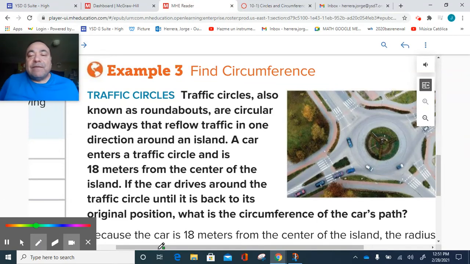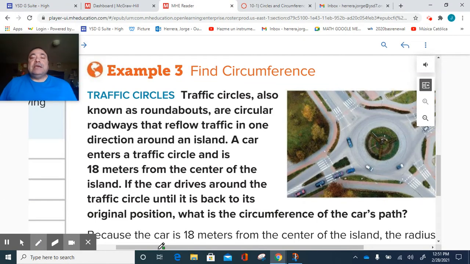Okay, guys, traffic circles. The key here is to understand what they're asking you, and they also want you to realize what's in here. In here, we have this traffic circle that goes like this. I'm sorry, it's not a perfect square, but you can see it right there. And for the most part, that's how it goes.